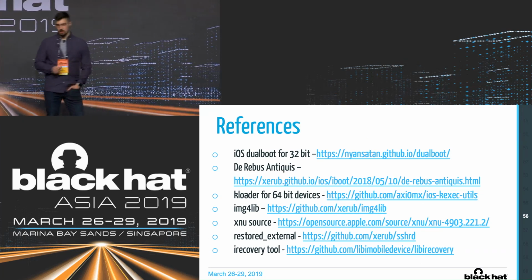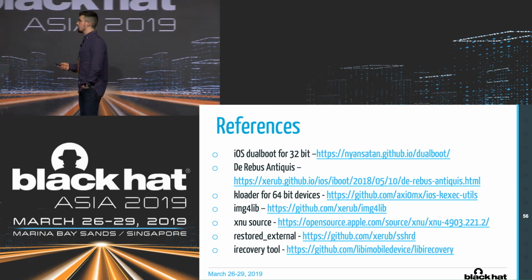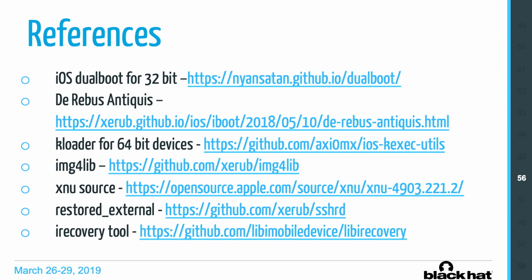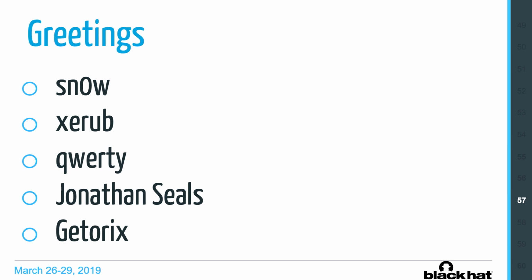Here's a list of references that I used during my research. I highly recommend reading the xerub write-up about the iBoot exploit for 32-bit devices, which can be ported to the 5S, and, for example, using the same steps that I used for the dual boot. And here are a number of folks who helped me during my research. I just want to say thanks.